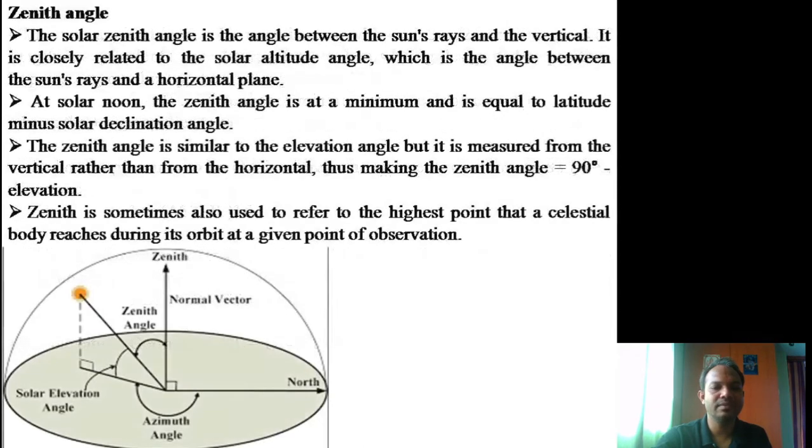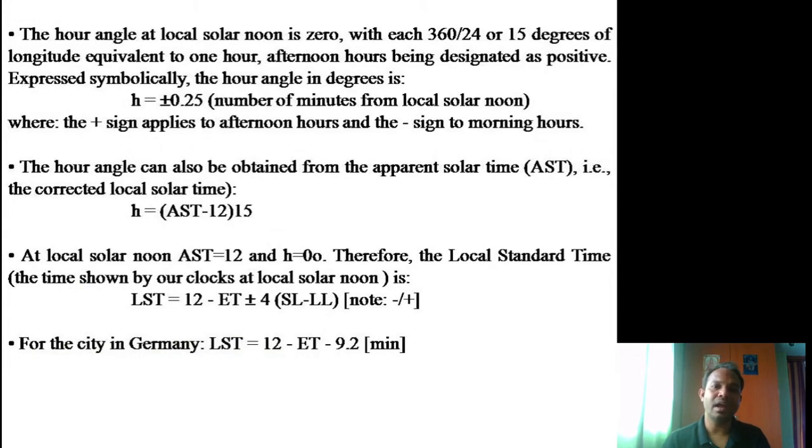The hour angle at local solar noon is 0, with each 360 divided by 24, or 15 degrees of longitude, equivalent to 1 hour. Afternoon hours are designated as positive. Expressed symbolically, the hour angle in degrees is given by h equals plus or minus 0.25 times the number of minutes from local solar noon, where the positive sign applies to afternoon hours and the negative sign applies to morning hours.